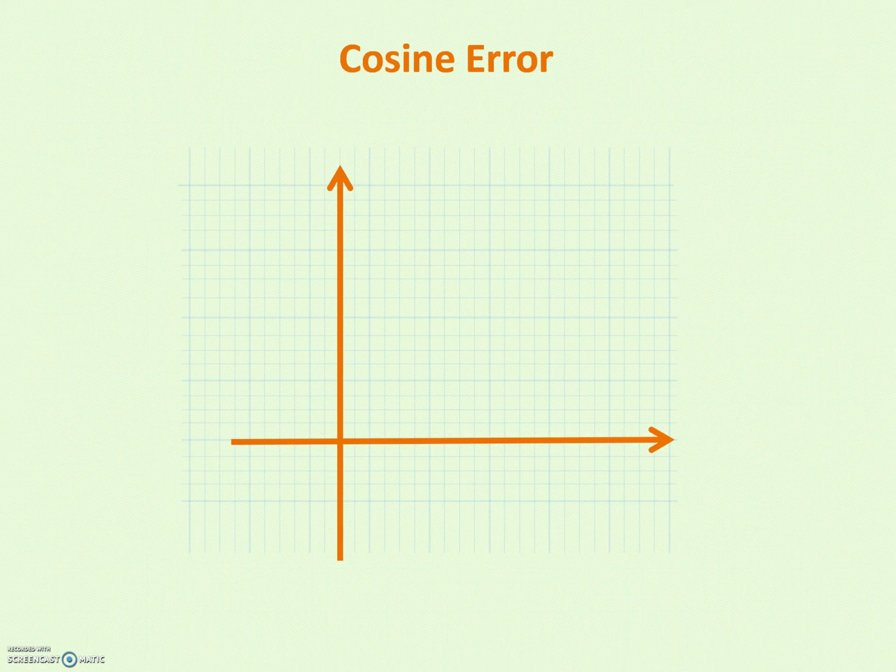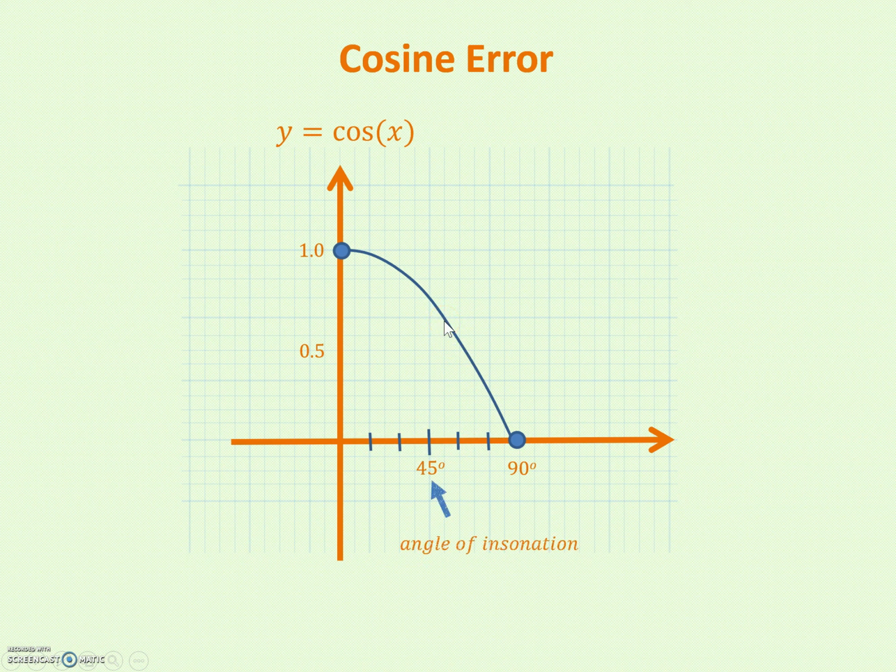So that was one intrinsic velocity error. The second you may have already heard of, it's called cosine error. And here it's just a function of the cosine function. So you can see that it slopes downwards. So as you change your angle of insonation, your degrees of freedom for error changes.